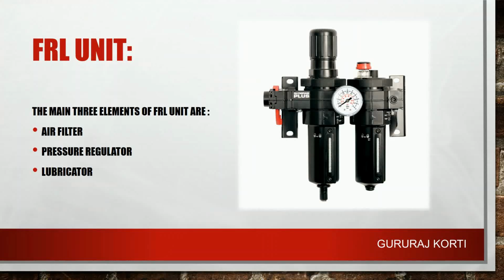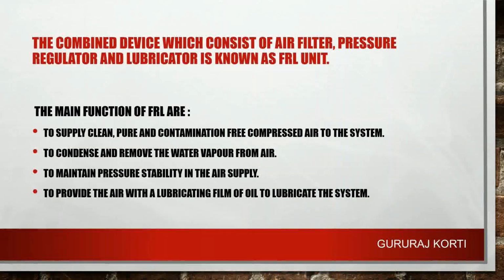FRL unit. The main three elements of the FRL unit are air filter, pressure regulator, lubricator. The combined device, which consists of air filter, pressure regulator and lubricator, is known as the FRL unit. The main functions of FRL are to supply clean, pure and contamination-free compressed air to the system, to condense and remove the water vapor from air, to maintain pressure stability in the air supply, and to provide the air with a lubricating film of oil to lubricate the system.